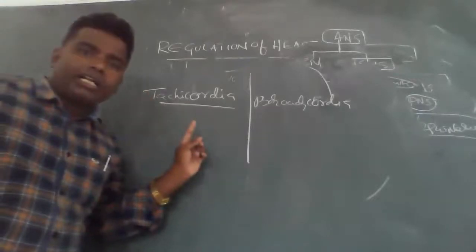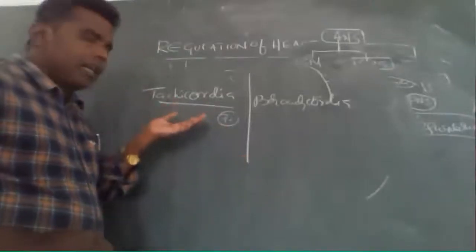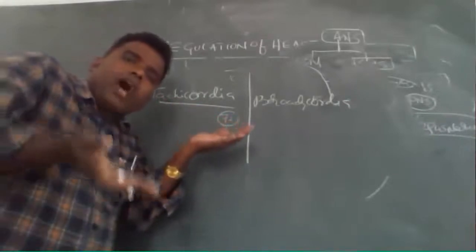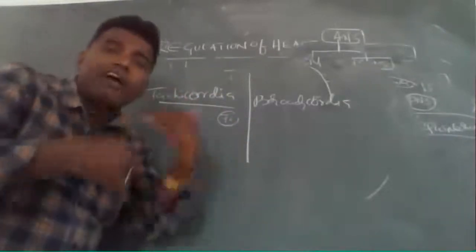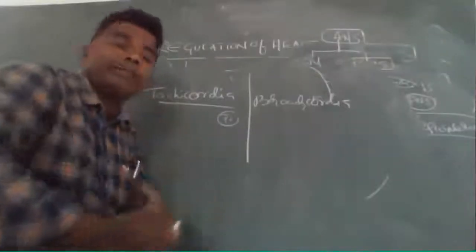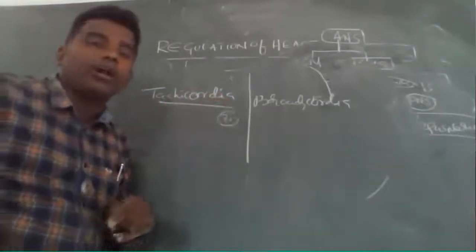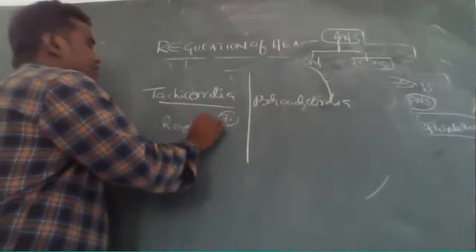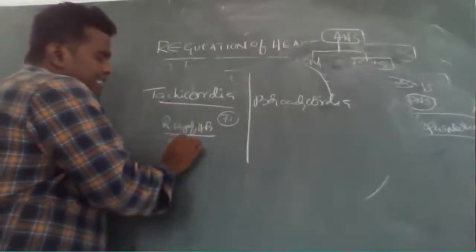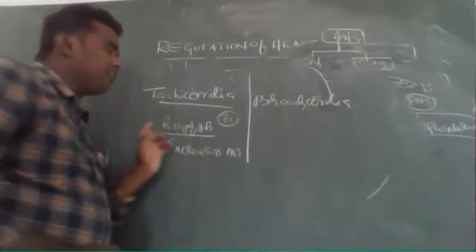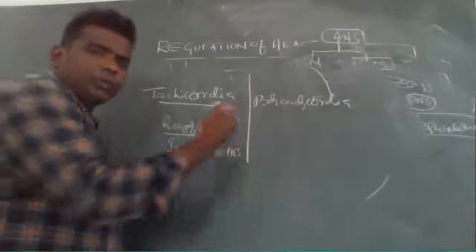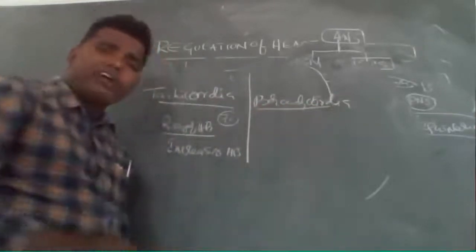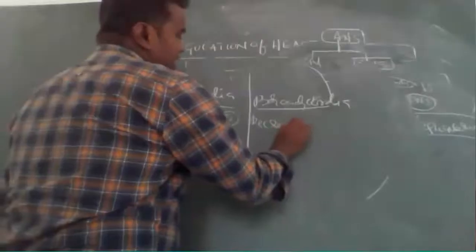So what is tachycardia? For example, our normal heartbeat is 72 times per minute. Raising of the heartbeat when compared to the normal heartbeat, simply increasing of the heartbeat, is called tachycardia. Once again, rising or increasing of the heartbeat is called tachycardia. Next, bradycardia. What happens? Reducing of the heartbeat, decreasing of the heartbeat.